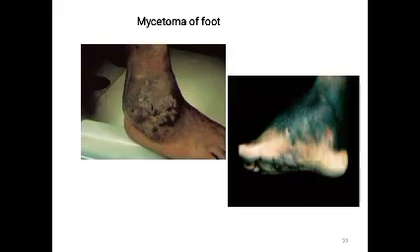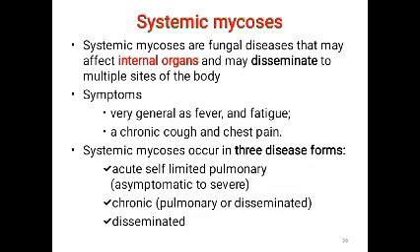The diagram of mycetoma of foot. Systemic mycosis. Systemic mycoses are fungal diseases that may affect internal organs and may disseminate to multiple sites of the body. Symptoms are very general, such as fever and fatigue, chronic cough and chest pain. Systemic mycosis occurs in three disease forms: acute self-limited pulmonary, asymptomatic to severe, chronic pulmonary, or disseminated.